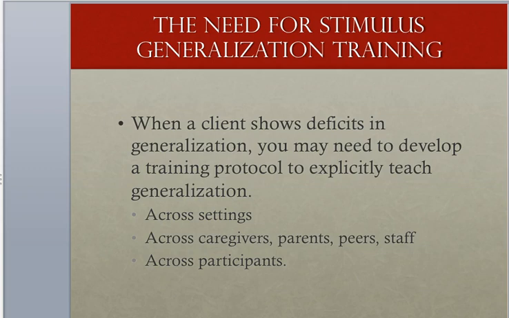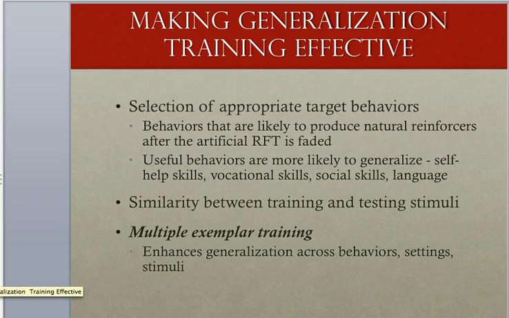So when a client shows deficits in the ability to generalize, you might need to develop a training protocol to explicitly teach generalization. You might want to teach generalization across settings or across caregivers, like from the therapist to the parents to the peers to staff, or you might want to show it across individuals, different clients.